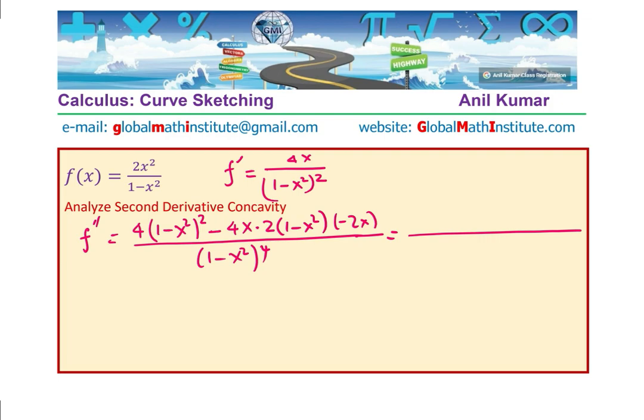Let's try to simplify. In the denominator, we have 1 minus x squared to the power of 4. And in the numerator, we have 1 minus x squared as common, and 4 is also common, right? So we can write 4 times 1 minus x squared as common. So we're left with 1 minus x squared and minus x times 2 and minus 2. So when you multiply these, the minus and minus becomes positive, right?